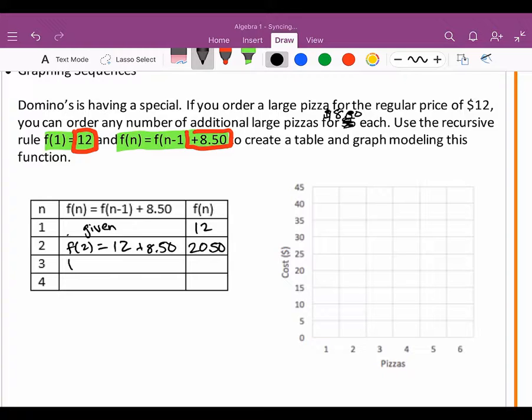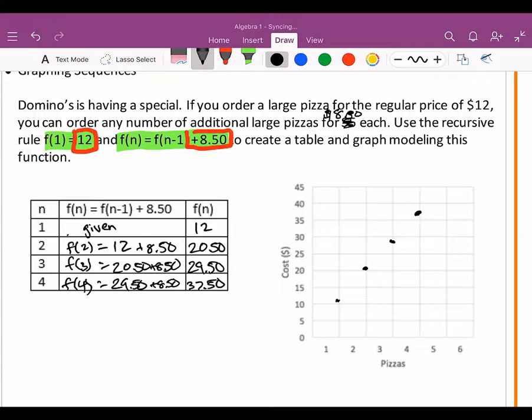If you want to buy a third pizza, look back: how much did it cost for 2 pizzas? Well, that was $20.50, and then add on $8.50, which would give you $29.50. And again, if you want to buy 4 pizzas, how much did it cost for 3? $29.50, and then add on $8.50. Gives you $37.50, and so on. Okay, let's graph that. F of 1 is 12, f of 2 is $20.50, f of 3 is $29.50, and then $37.50 for 4 pizzas.